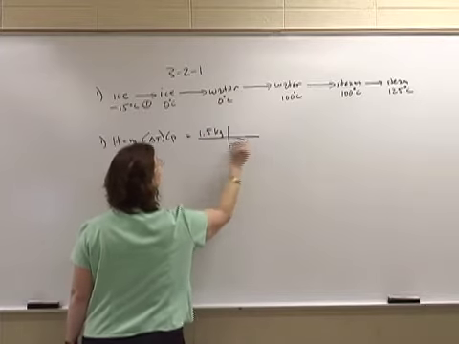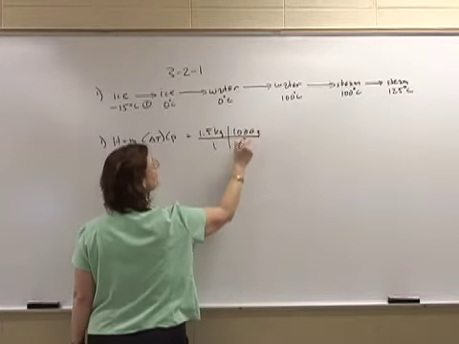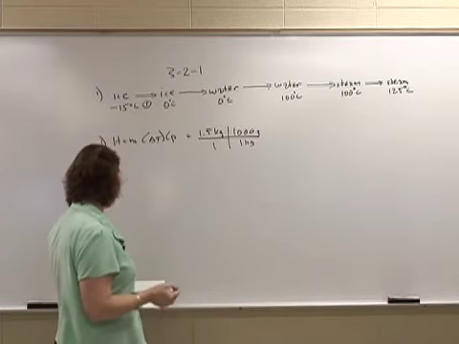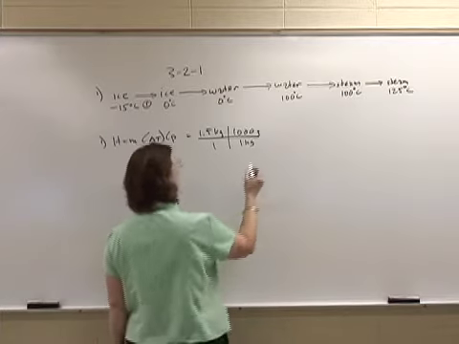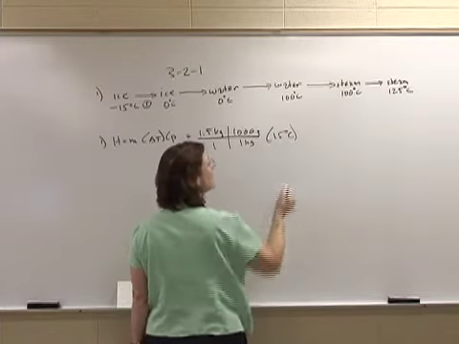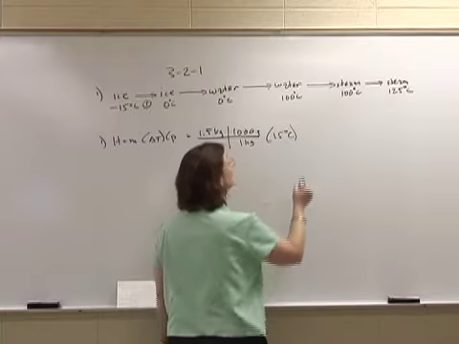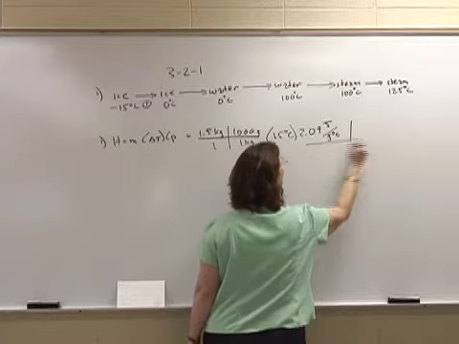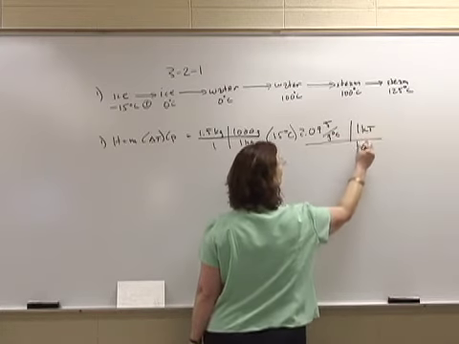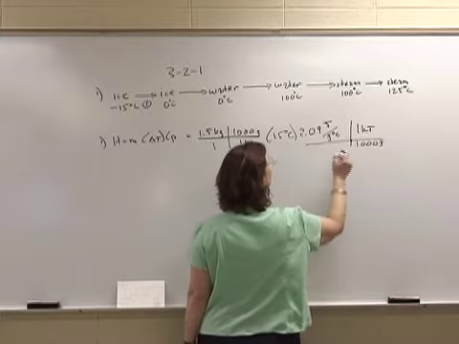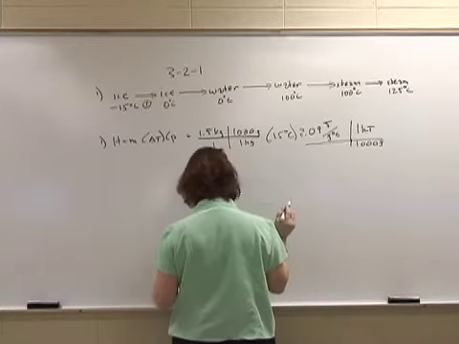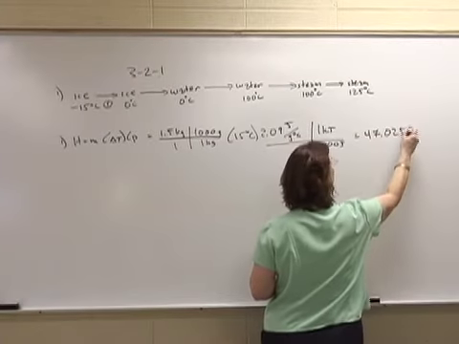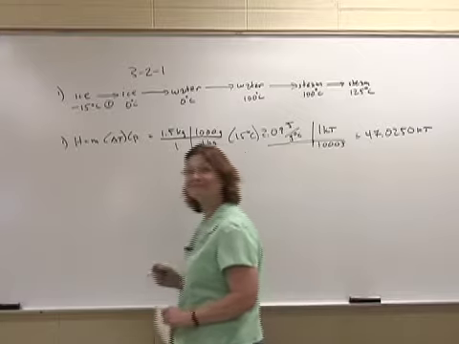kilograms, and we need to change our kilograms to grams, and there are 1,000 grams in 1 kilogram. And if we follow our units, it will help us to determine what we need to do. And the change in temperature is 15 degrees Celsius, and the specific heat capacity of ice is 2.09 joules per gram degree Celsius, and then I'm going to change it to kilojoules. And my number comes out to be 47.0250 kilojoules for step 1.